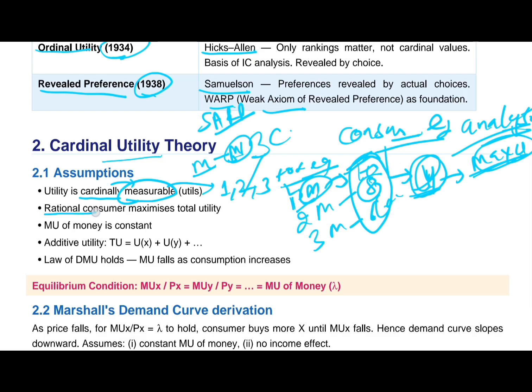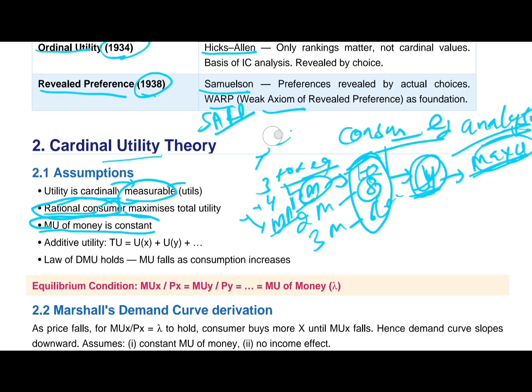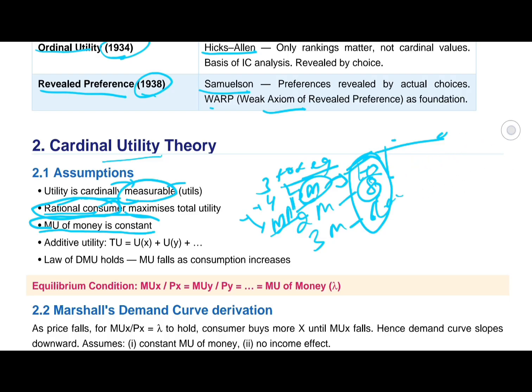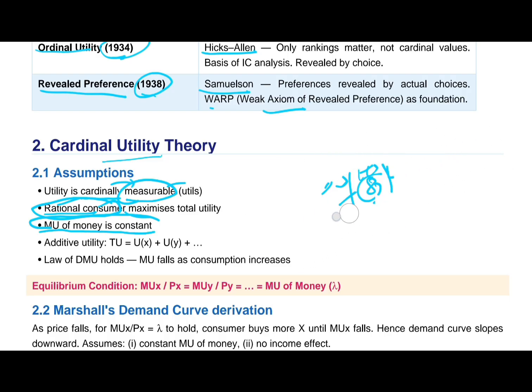Consumers are rational. What does it mean that consumer is rational? It means that he will maximize his utility. That is, any consumer, on the basis of his given income, whatever he consumes, he will maximize his utility. Then, marginal utility of money is constant. What does it mean that marginal utility of money is constant? It means that the marginal utility of money, that is, the additional rupees we add, whether for the poor or rich, it is the same for both of them.